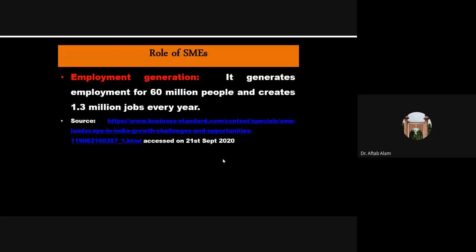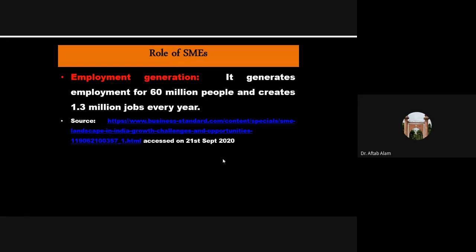According to recent reporting in Business Standard, the link is given, you can see SMEs generated employment up to 60 million. 60 million means 600 lakh or 6 crore people, and it creates employment up to 1.3 million every year. SME जो है जॉब जो हर साल क्रिएट करते, वो 1.3 मिलियन और 13 लाख जॉब हर साल क्रिएट कर रहे, और टोटल जो है 60 मिलियन. This is the reporting by Business Standard newspaper.